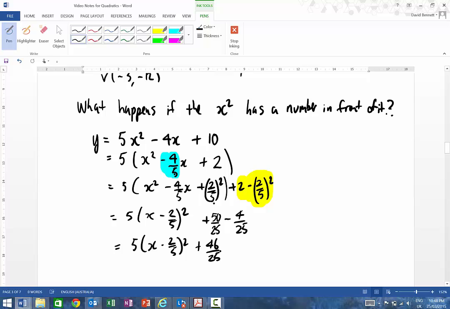So it's not really much different. The only thing is that first step, and then these numbers here become not very nice numbers.